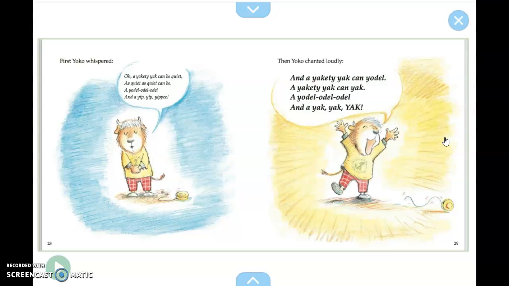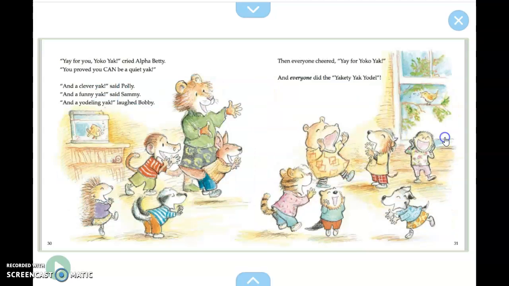Finally Yoko whispered, "Oh, a yakety-yak can be quiet as quiet can be. A yodel-odel-odel and a yip-yip-yippee." Then she chanted loudly, "And a yakety-yak can yodel, a yakety-yak can yak, a yodel-odel-odel and a yak-yak-yak."